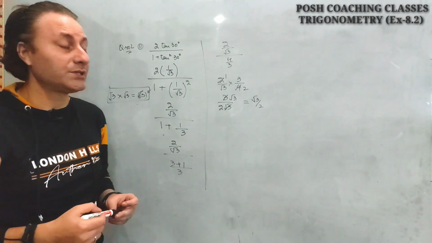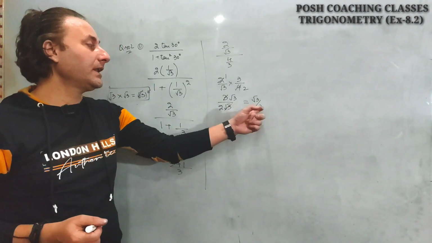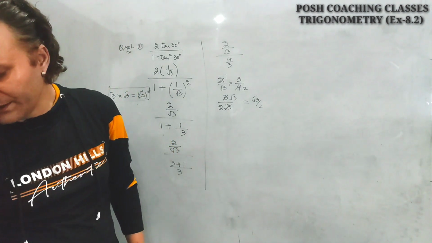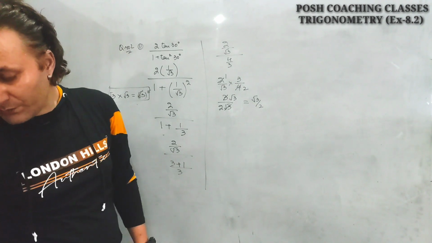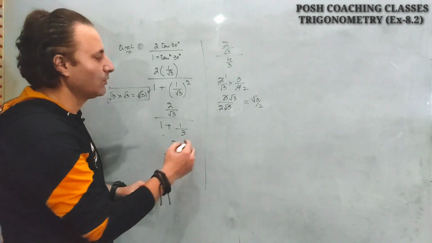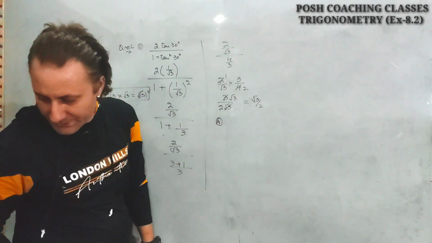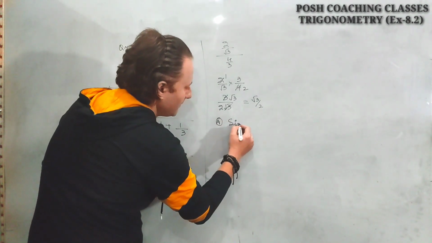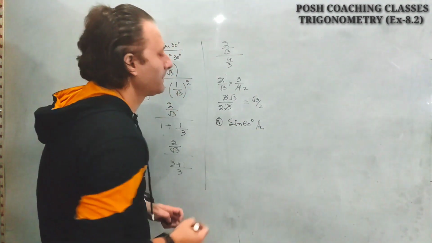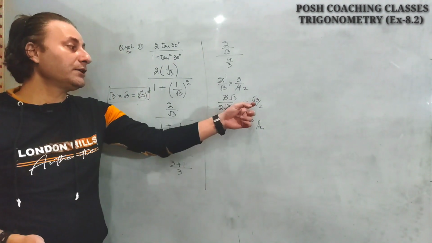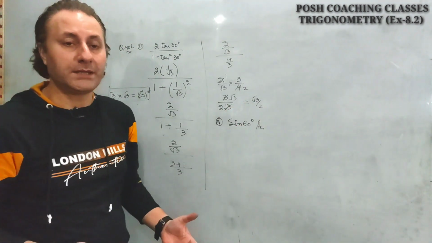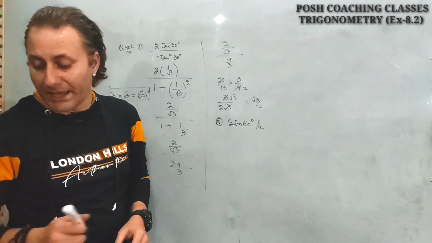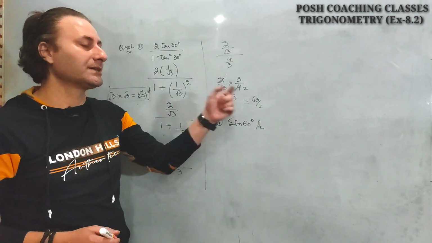Now I need to see in the table where can I find this under root 3 upon 2. If you have the book with you, please go through and see under root 3 upon 2 will give us sine 60. So the A part is sine 60. So the answer is sine 60. You may have under root 3 upon 2 at more than one place. So you need to see the first one and obviously the options that have been given to you. So we have the option of sine 60, so I have taken this as the answer, right?